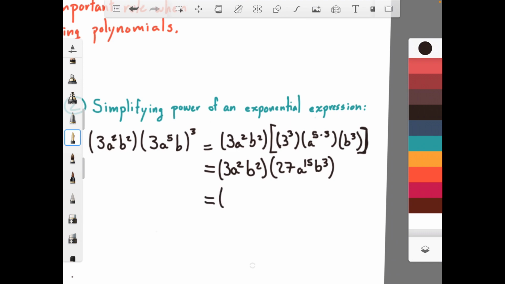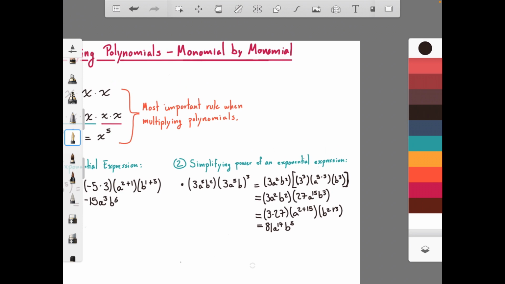Now that we have the same exercise, we're just going to multiply as we learned before. So we multiply the coefficients, 3 times 27, and the variable a, so a to the 2 plus 15, and b squared plus 3. So 3 times 27 is 81, and 2 plus 15 is 17, and finally 2 plus 3 is 5. So that is going to be our answer for that problem.